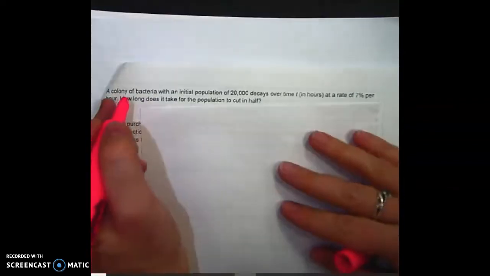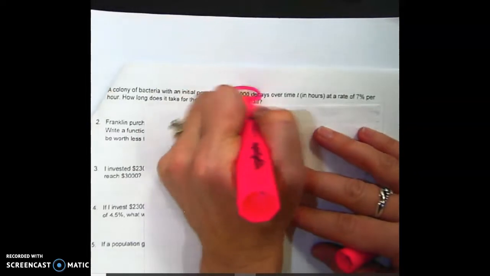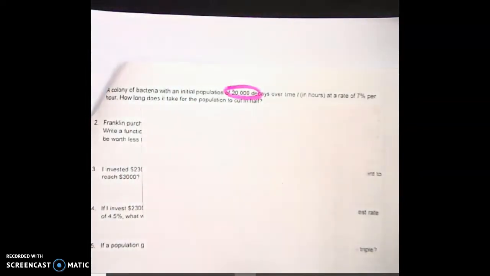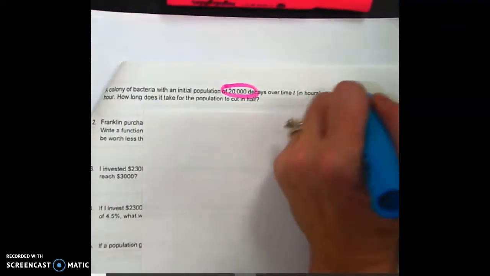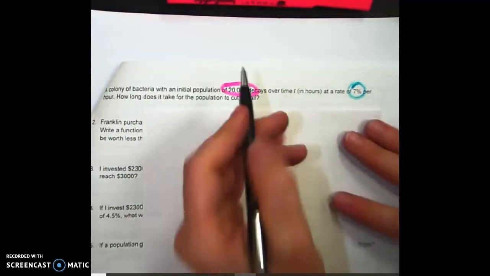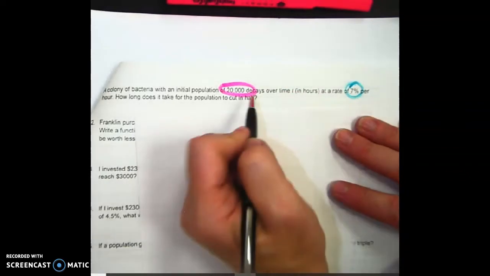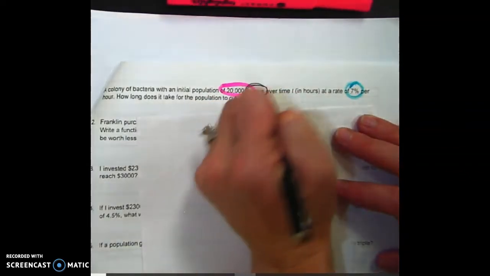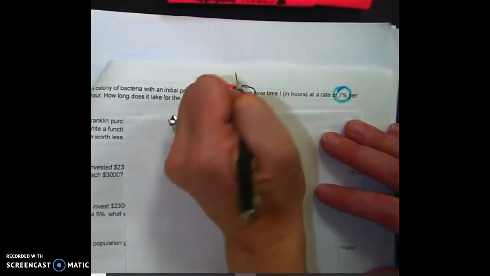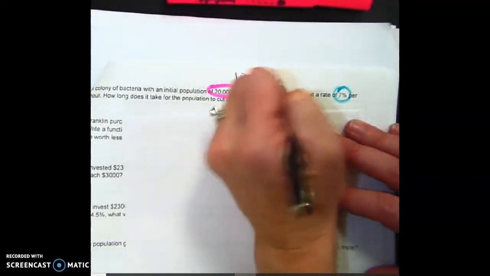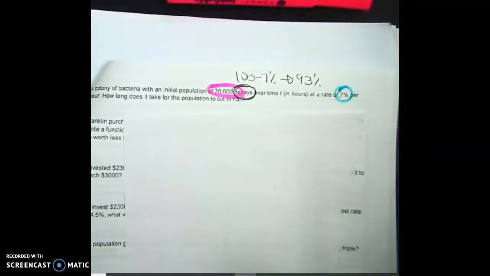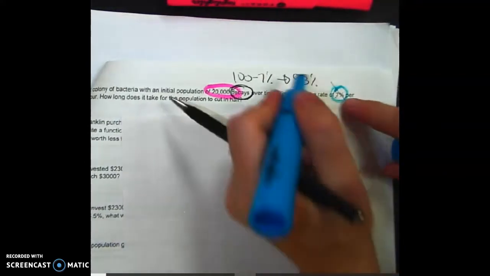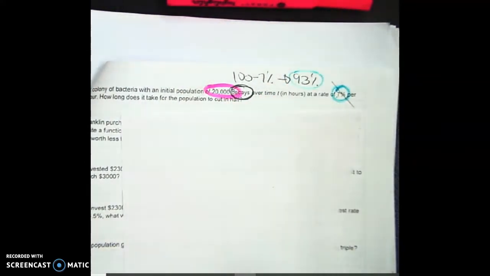So I'm going to read through this problem. It says it has an initial population. That means that's going to be my start. And then I see my percent. So I have to decide, is that going to be greater than 100% or less? Well, it says the word decay. So that means it's going to be less than 100%, which means it's going to be 93%. So really, that's not my blue, because that's what I don't have. 93% is what I have.